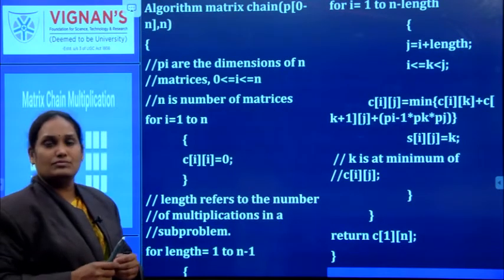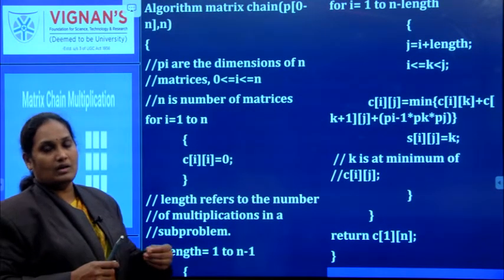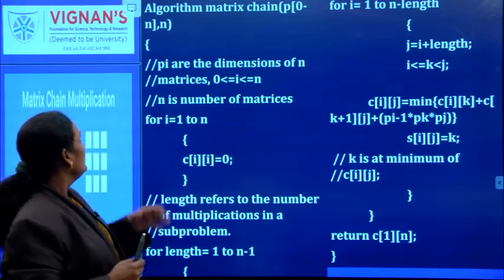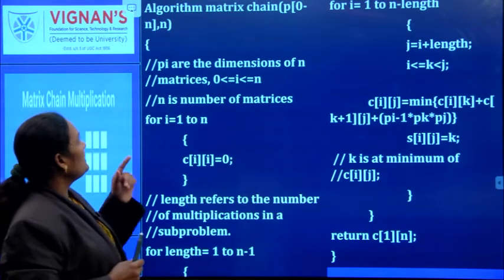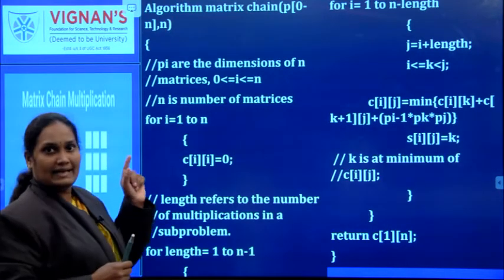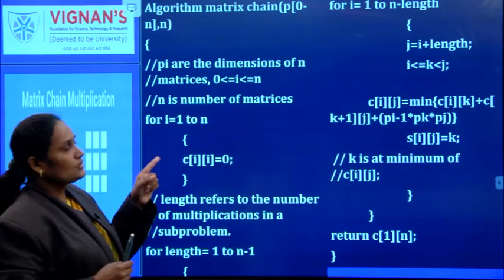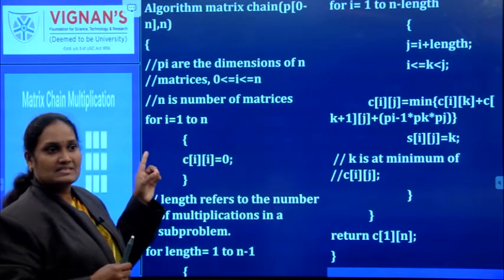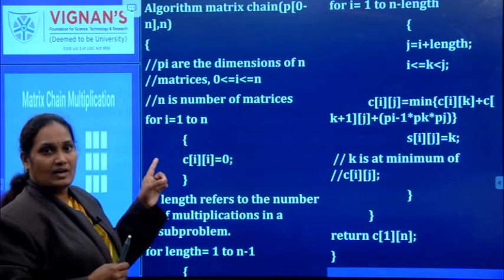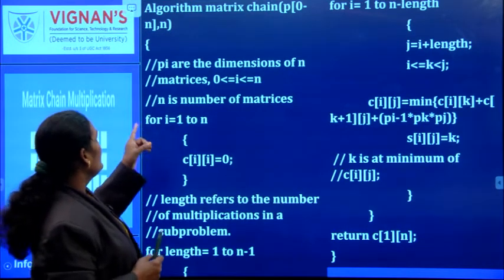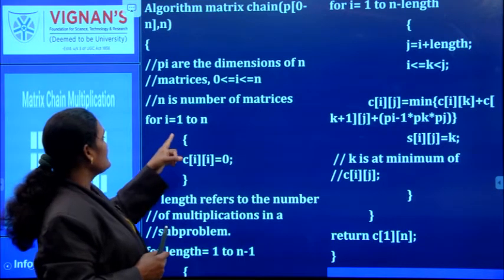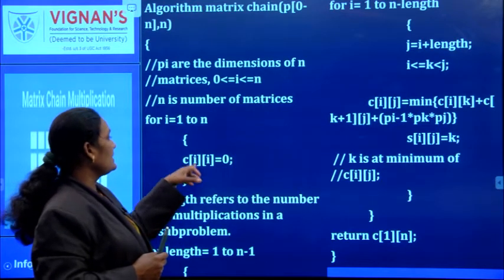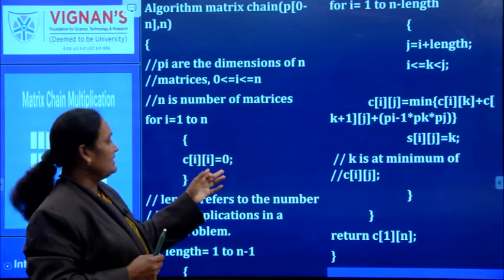Now, see the algorithm for finding matrix chain multiplication, or the optimal order of multiplication of a given sequence of matrices. Let us see the algorithm. Algorithm P of 0 to n, comma n. Here n is the number of matrices. P0 to n are the dimensions given for those matrices. Now, for i equal to 1 to n, Cii is equal to 0. That is, the cost of multiplying 1 itself, 1,1, 2,2, 3,3, and so on, is 0.